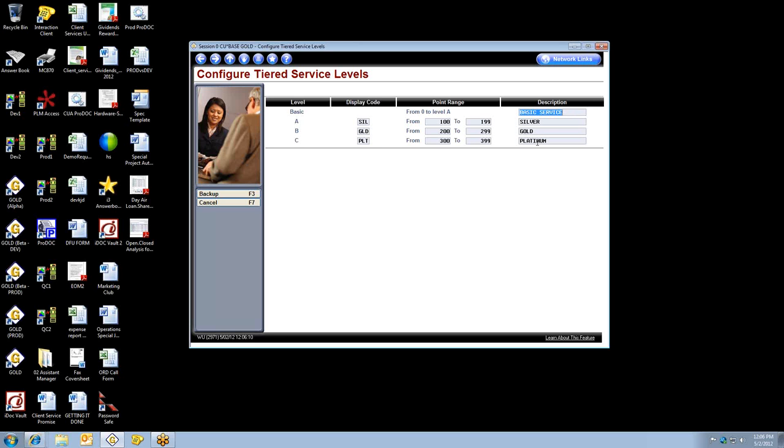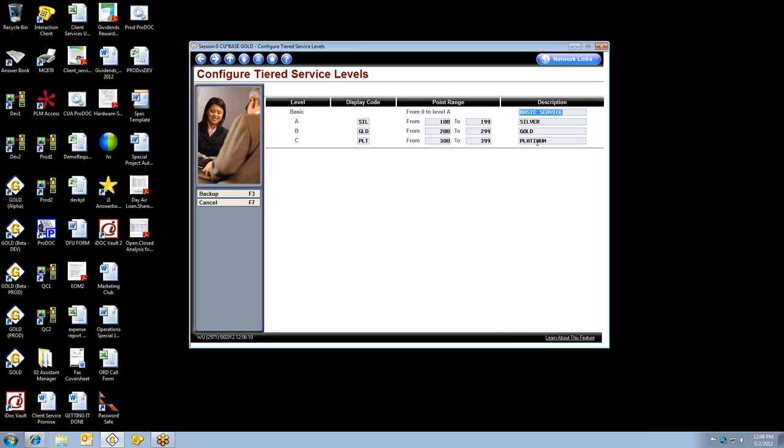So defining the description and how you want to market that to your members may be one of the most difficult things to creatively come up with. Many of you who are looking to start a tiered services program may already have something in mind. That's great. We can run with it and start working on some configurations together. The point ranges are something that we can drill down on a little bit later.